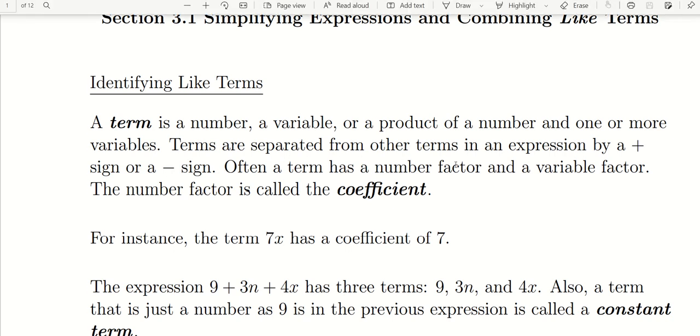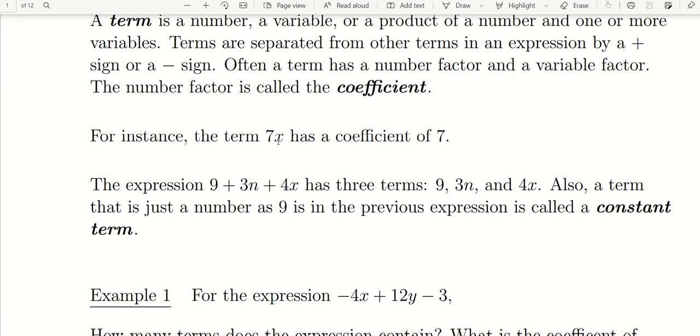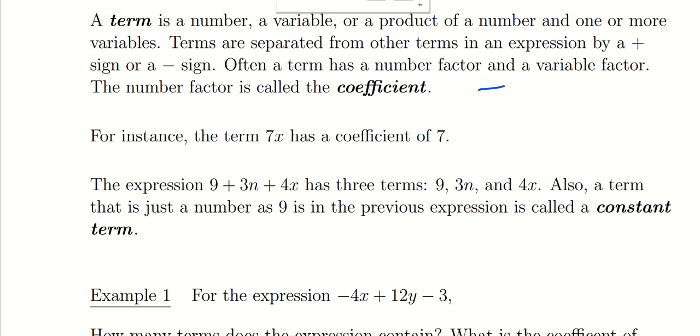Often a term has a number factor and also a variable factor. The number factor is called the coefficient. For example, if we look at the term 7x, this would be what we refer to as an x term because it uses the variable x, and the number that's in front of it is the number 7, which would be its coefficient. Implicitly, when we write something like 7x, it's not explicitly written, but it really means 7 times x. The x is just kind of a placeholder for a number.